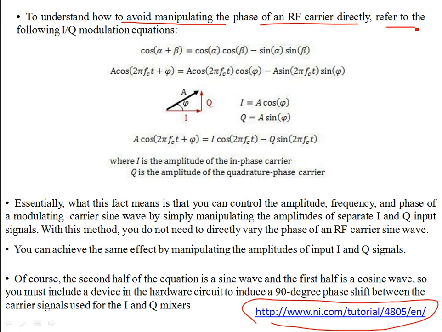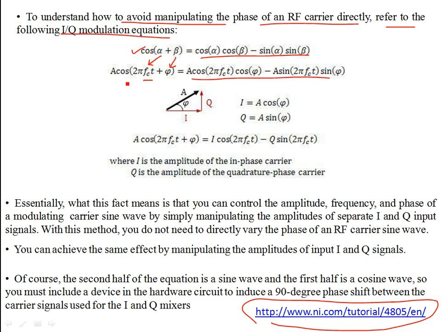Okay, so let's refer to the following IQ modulation equations. If you look here, the first identity, cosine of alpha plus beta, expands to cosine alpha cosine beta minus sine alpha sine beta. If you replace alpha by 2 pi fct and beta by phi, this is your modulating carrier having a frequency omega c. This can be expanded by this trigonometric identity, so this and this are the same thing. Once you expand this, you see this is what you get.